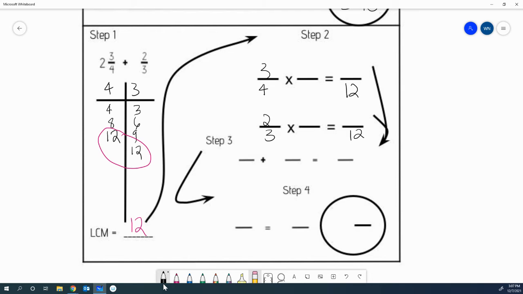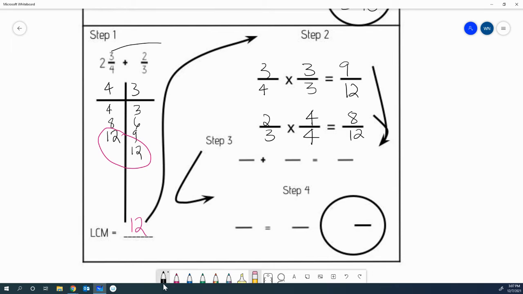So I've got to think in my brain, how am I going to get from 4 to 12? I'm going to multiply by 3, of course. And if I multiply the denominator by 3, I also have to multiply the numerator by 3. 3 times 3 is 9. To get from 3 to 12, I multiplied by 4. So I'm going to multiply my numerator by 4 as well. 2 times 4 is 8.